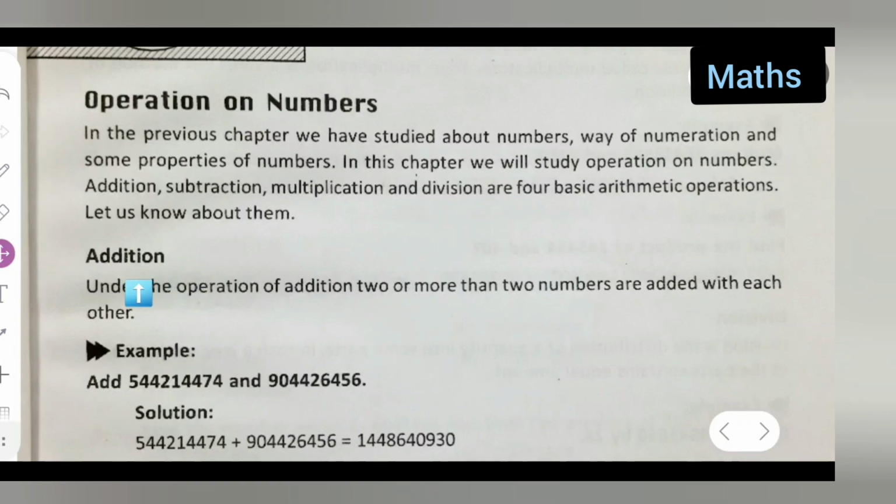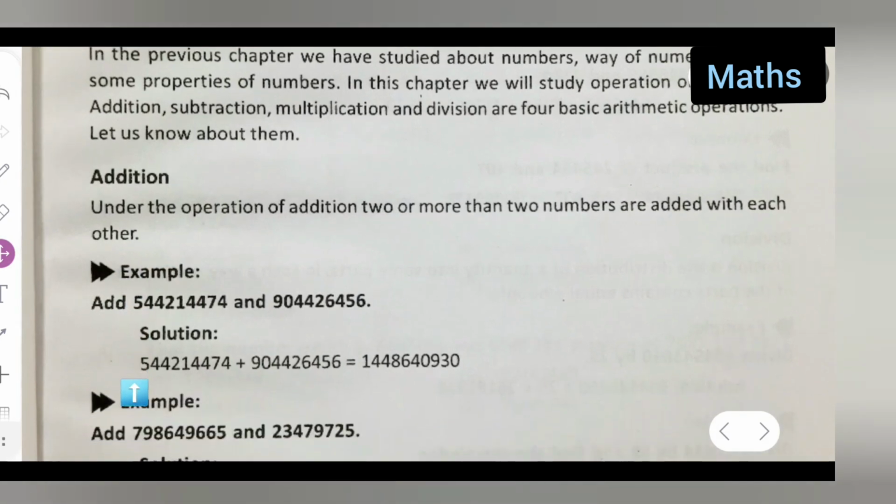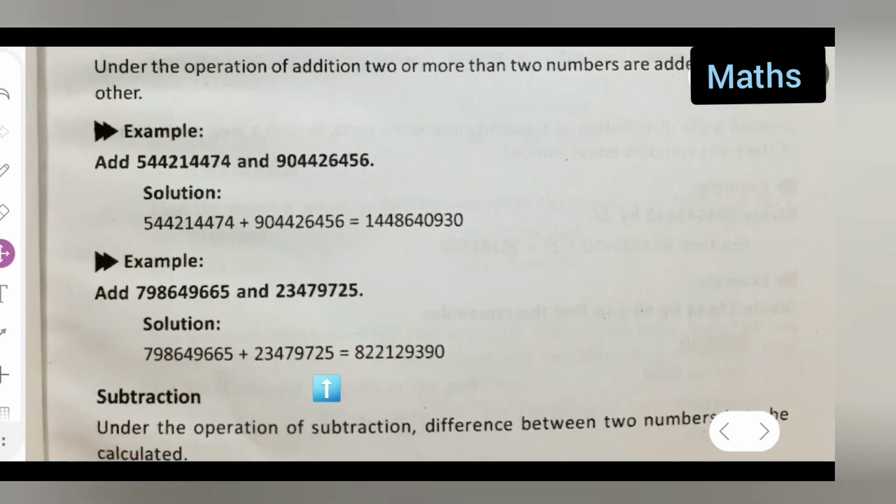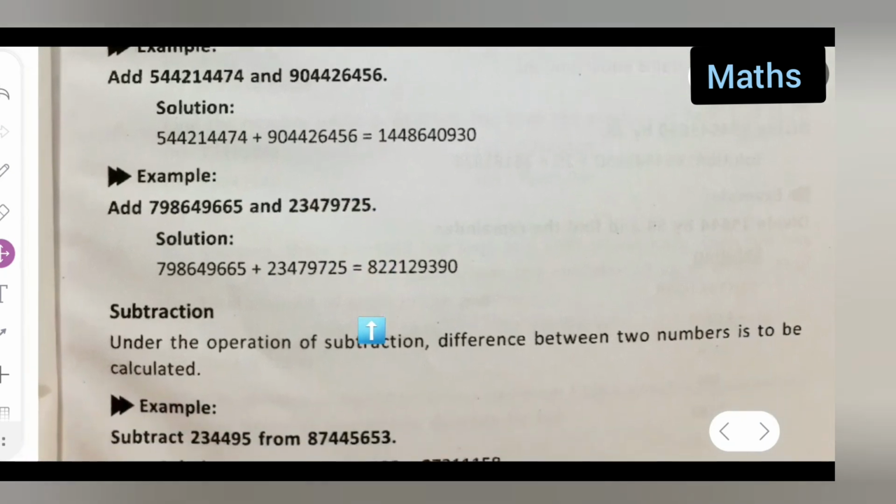So first let us discuss the addition. Under the operation of addition, 2 or more than 2 numbers are added with each other. So for example, if we add these 2 numbers, we get this answer. Okay, we have to add these numbers. Then one more example: there are again 2 numbers given and you will get a specific solution. I hope you all know how to add. If you don't know anything about how to add, you can tell me in the comment section.